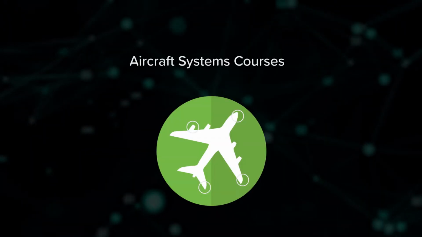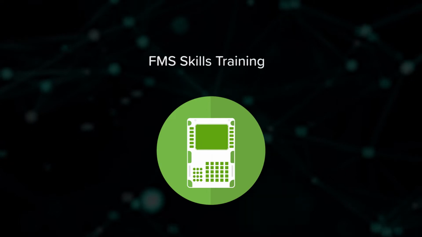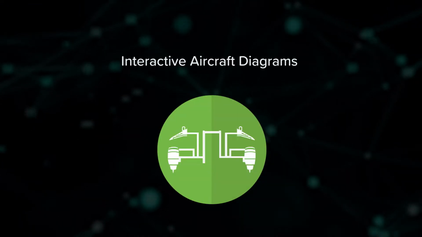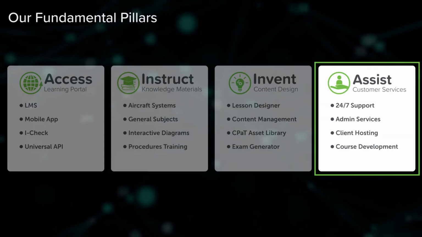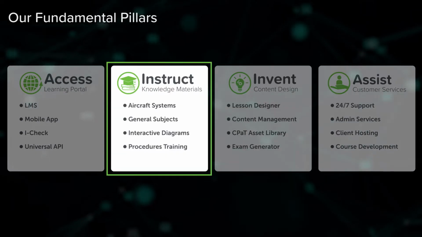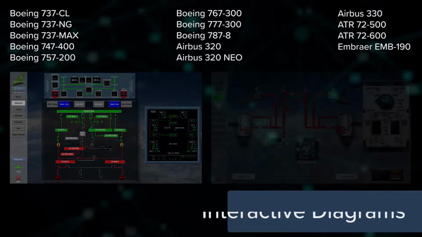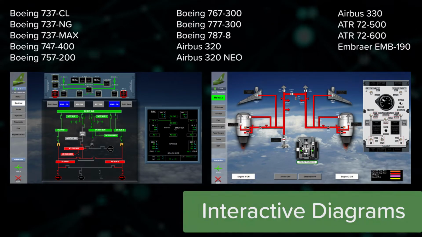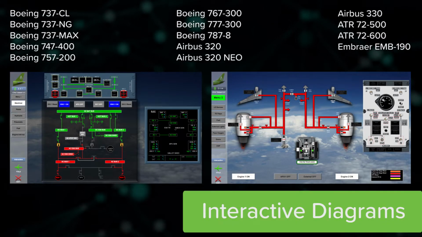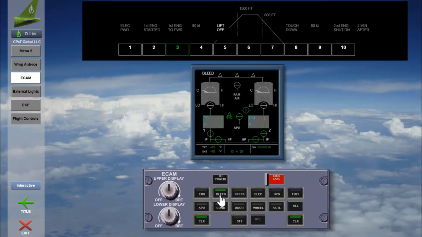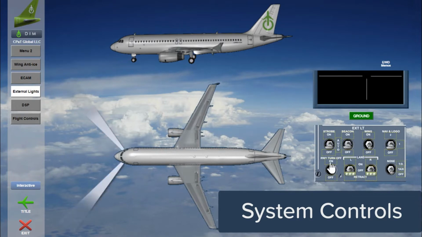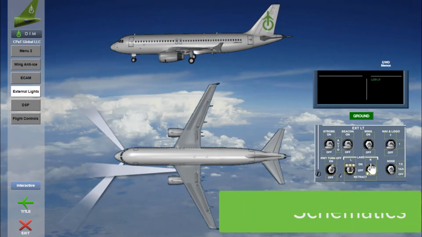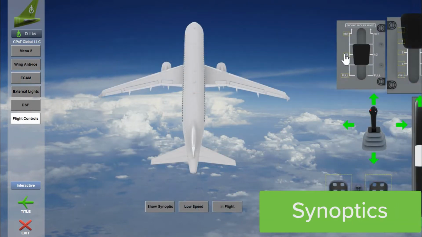CPaT's portfolio of courses is the most robust in the industry and is supported by 4 main pillars: Access, Instruct, Invent, and Assist. This video focuses on Instruct, and specifically CPaT's dynamic interactive diagrams. CPaT's unique interactive diagrams revolutionize aircraft instruction. Interactive diagrams bring system controls, schematics, and synoptics to life.